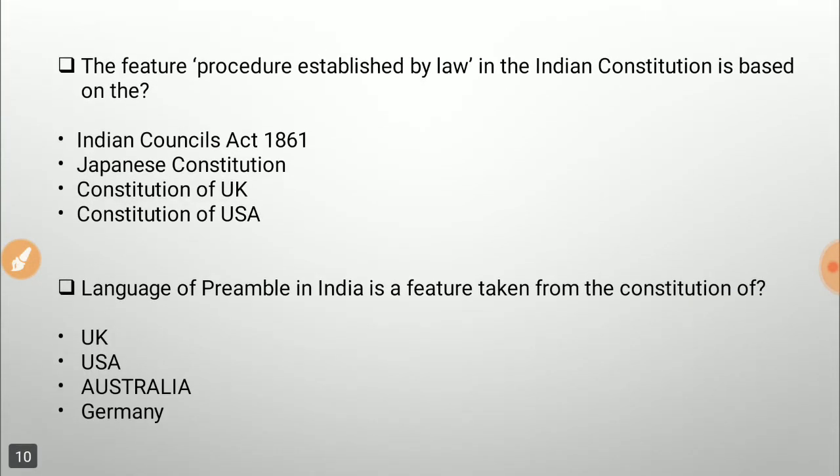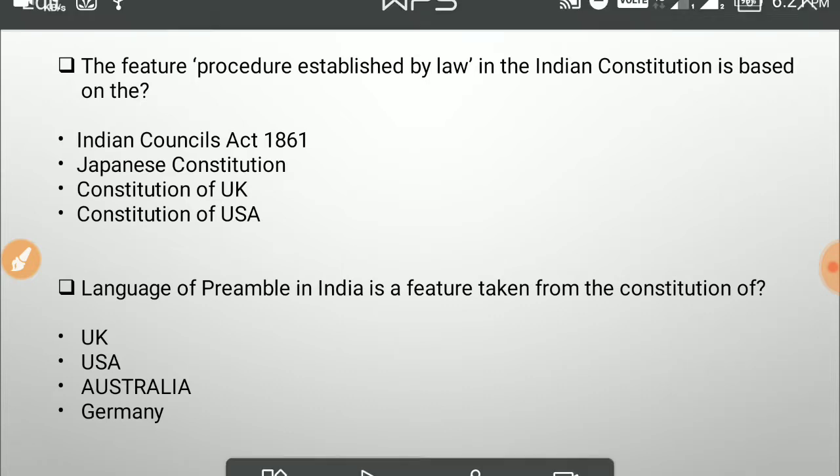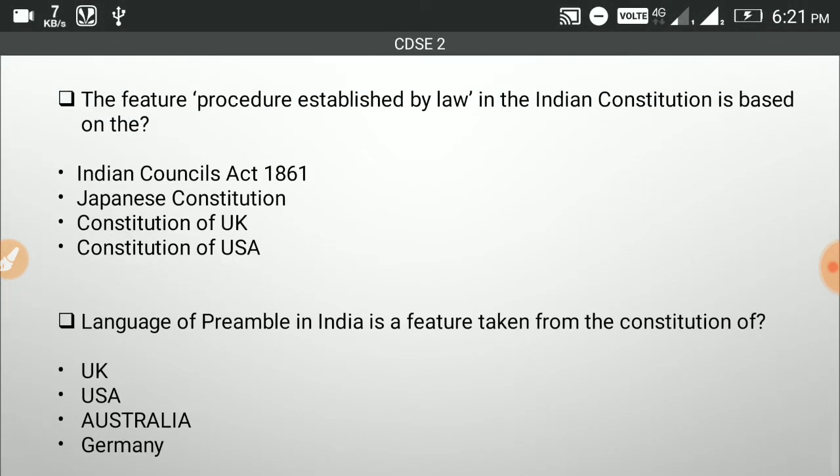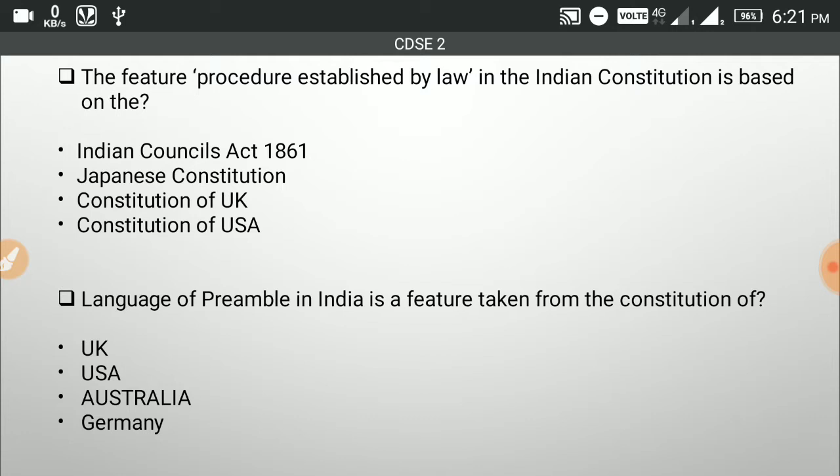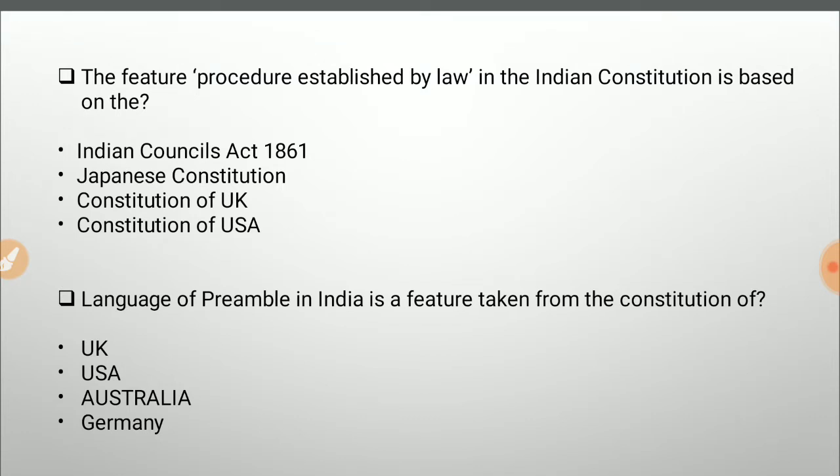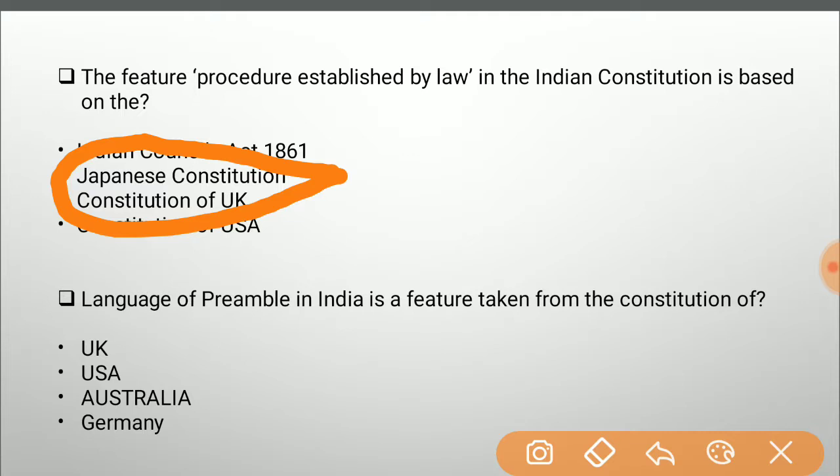Moving on. The feature procedure established by law. Procedure established by law in the Indian Constitution is based on the Indian Councils Act 1861, Constitution of UK, Japanese Constitution, or the Constitution of USA. So the correct answer here is Japanese Constitution.